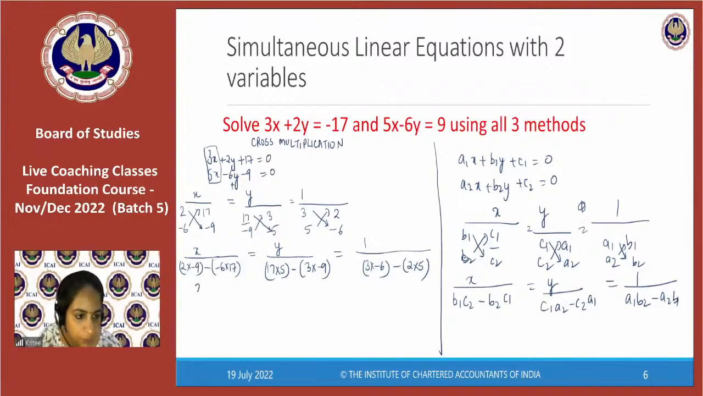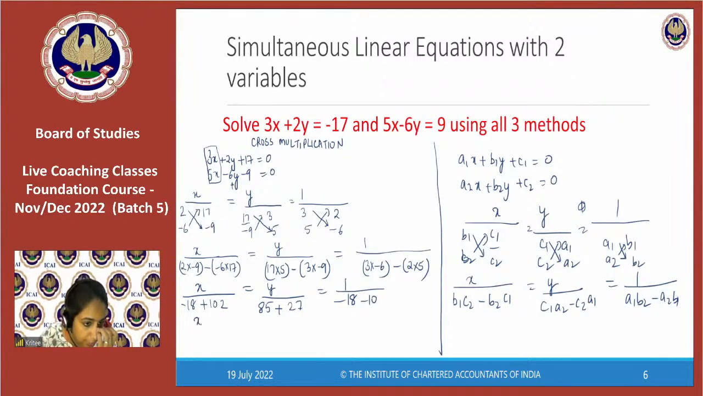So now this x upon, solve this. So this is what we are doing. Okay. So x upon 2 into minus 9 is minus 18. Minus 6 into 17, 102. Minus 102. Minus minus plus 102. Equals y upon 85 minus minus minus plus 27. 1 upon minus 18 and minus 10.